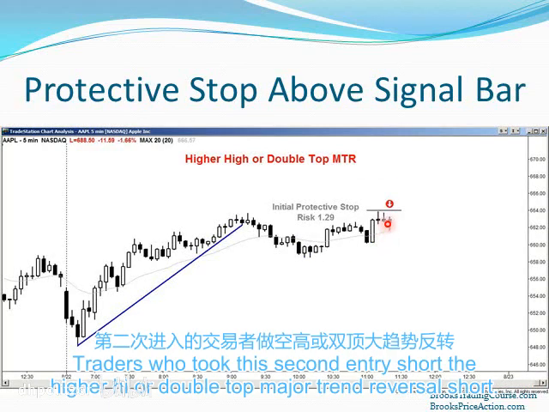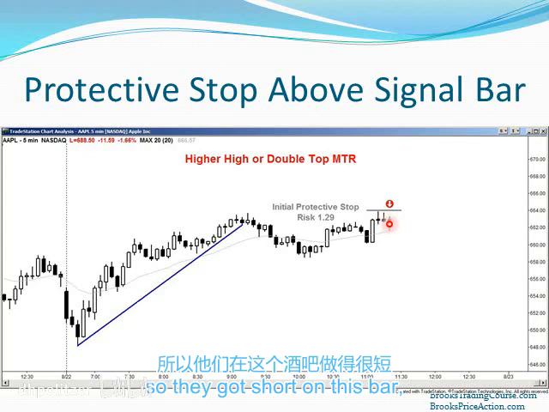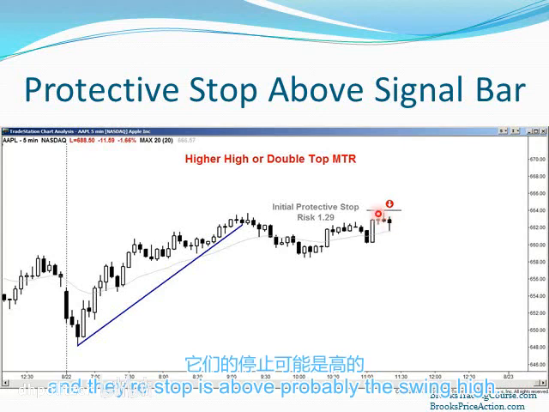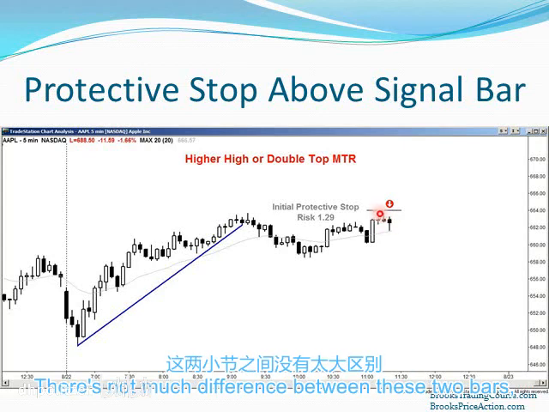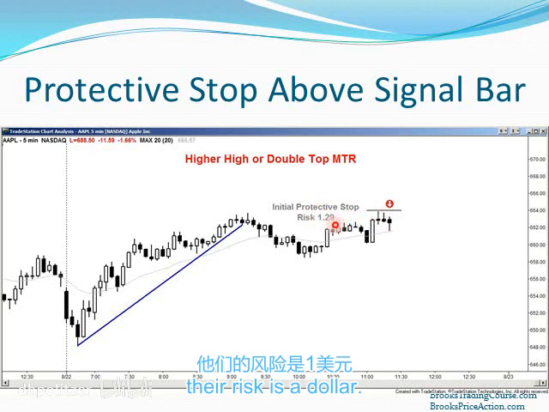Traders who took this second entry short, the higher high or double top major trend reversal short, went short one tick below the low of this bar, so they got short on this bar, and their stop is above probably the swing high. There's not much difference between these two bars, but if they put their stop above the swing high, their risk is $1.29. As soon as they got filled, they had problems.